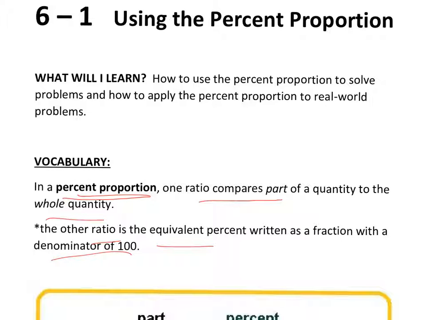So we have to understand that percentages are considered a part, but it's always out of 100. And then whatever that numerator is, that's the percentage. So for example, if I were to write 52 out of 100, the percentage would be 52%. And that only works with our denominator being 100.